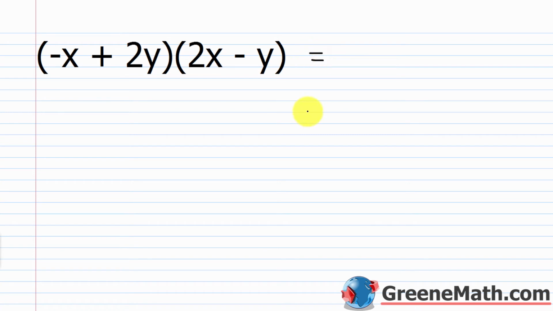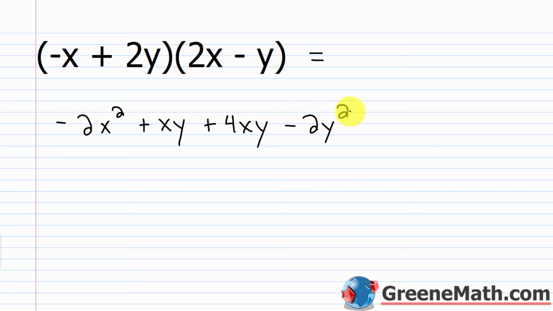So I'm going to do my first terms. -x times 2x is -2x squared. I'm going to do my outer terms. -x times -y is plus xy. I'm going to do my inside terms. 2y times 2x would be plus 4xy. And then I'm going to do my last terms. 2y times -y is going to be -2y squared.